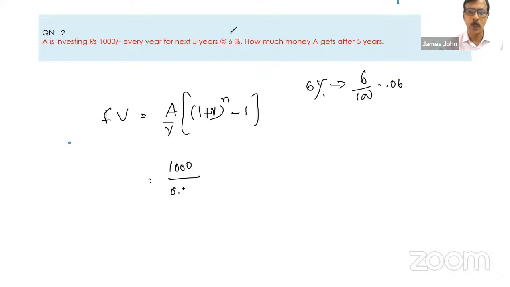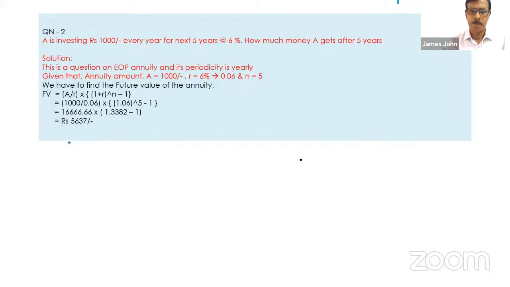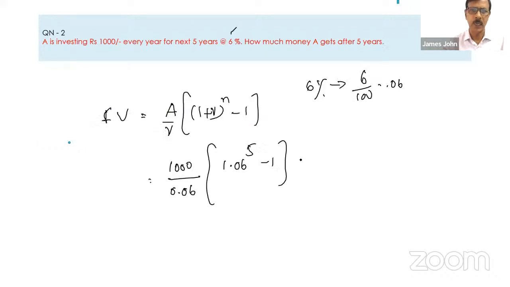So this is 1,000 by 0.06 into 1.06 raised to 5 minus 1. This is the answer. Calculate and tell me the answer. It is 6,975.5637. I have solved it here.